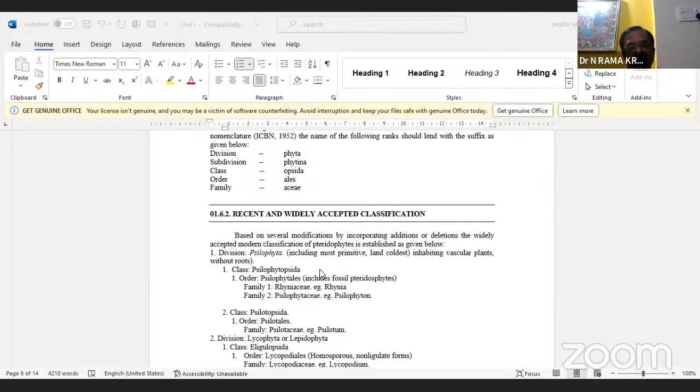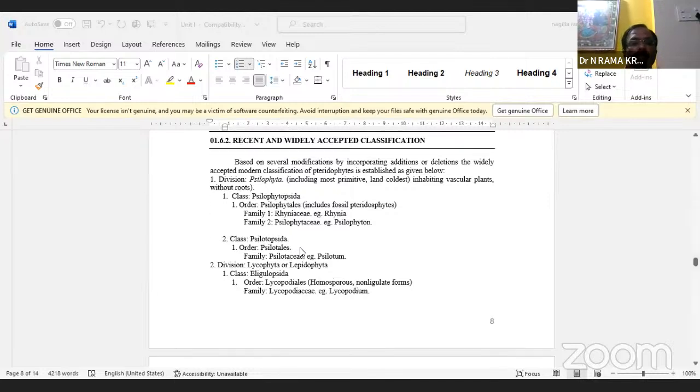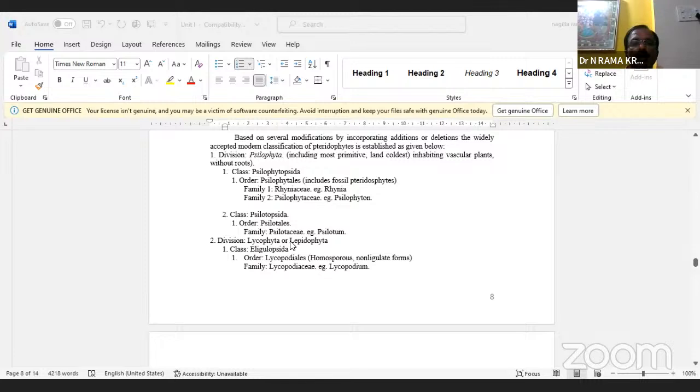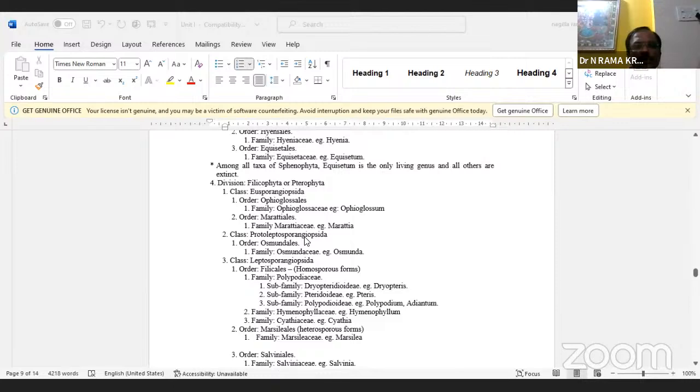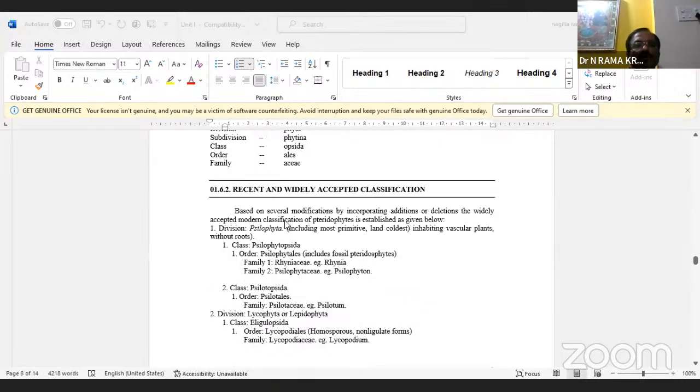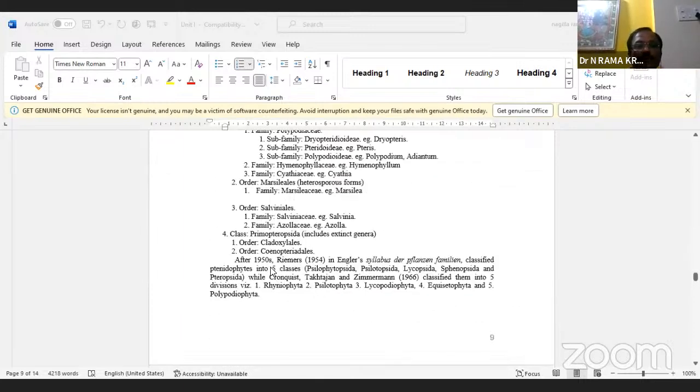So here also, first Psilotopsida, then a third one, Lycophyta, and Lepidophyta. One, two classes make one division. Here all are followed only by these classifications.